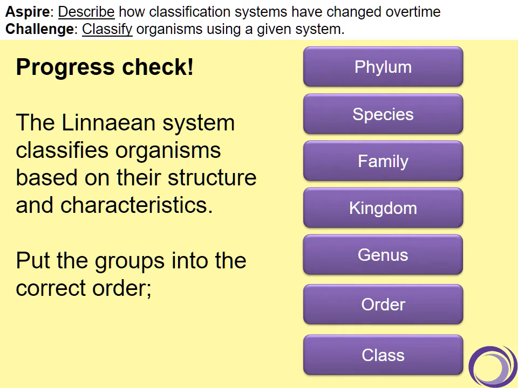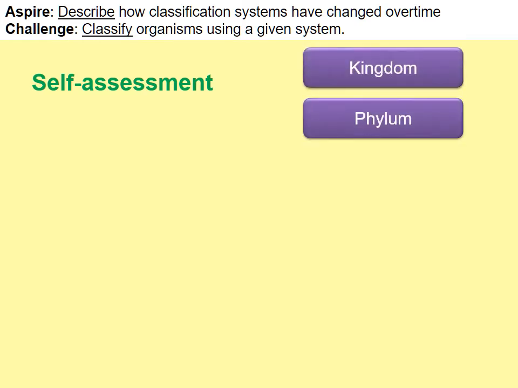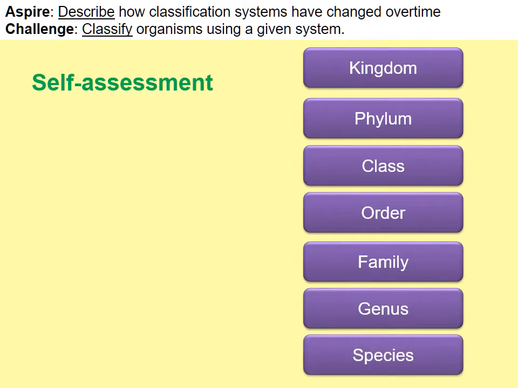So the Linnaean system classifies organisms based on their structure and characteristics. Let's see now if what we did earlier has worked. Can you put these groups into the correct order? I'm just going to give you 30 seconds. Okay, have you managed? So you should have started off by having kingdom, phylum, class, order, family, genus, species. Remember, kangaroos punch children on family game shows.